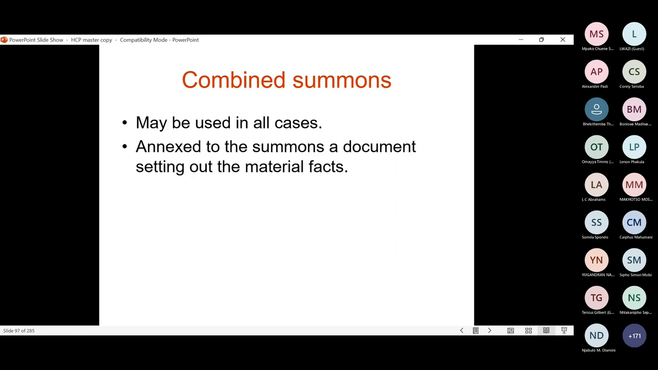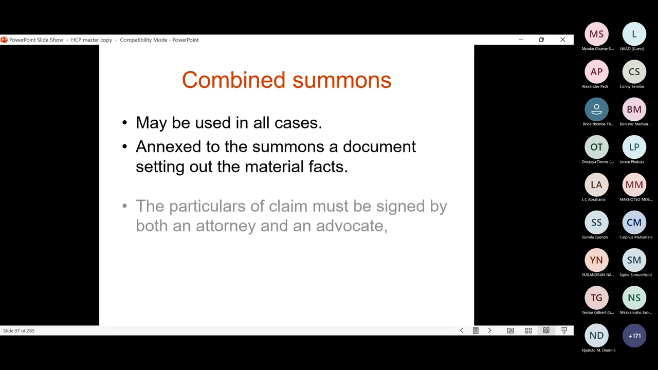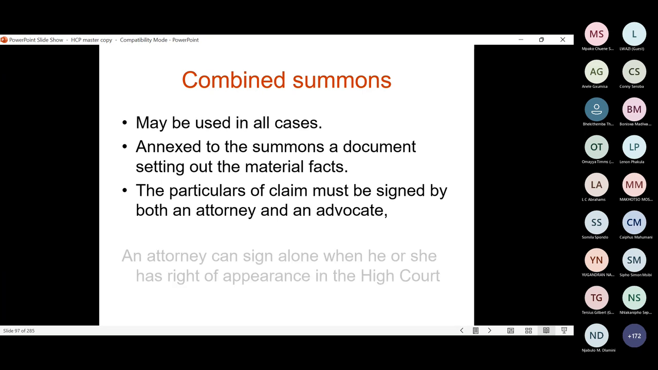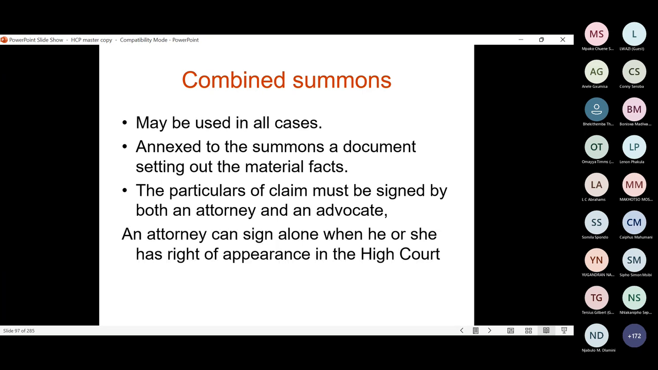And next to the summons is a document that sets out the material facts. Now, this is one of the differences between a combined summons and a simple summons. A simple summons that you can use in those 5 instances, and a simple summons is just one document, can be signed by an attorney. Right? A combined summons, the particulars of claim, must be signed by an attorney and an advocate. If an attorney signs alone, he must have right of appearance in the High Court, and underneath his signature, he must certify that he has right of appearance in the High Court.